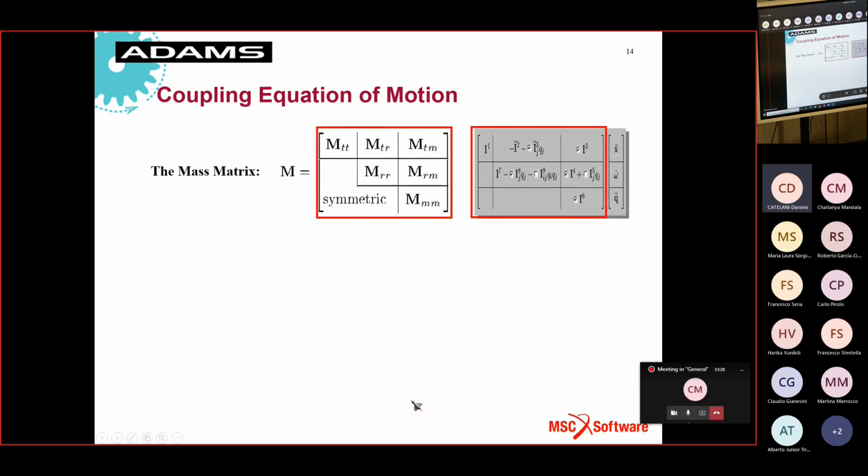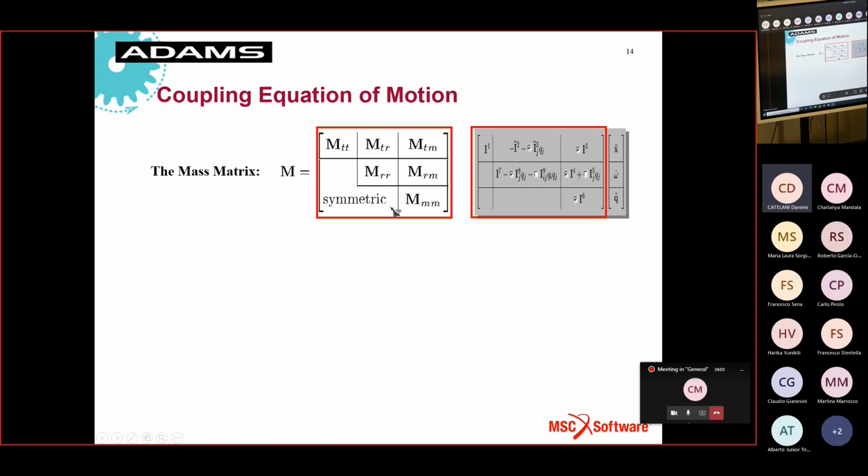So, in the mass matrix, we can appreciate terms that depend only on translational and rotational rigid coordinates, and terms that depend also on the modal coordinates, first order and second order. This mass matrix must be evaluated at every time step.